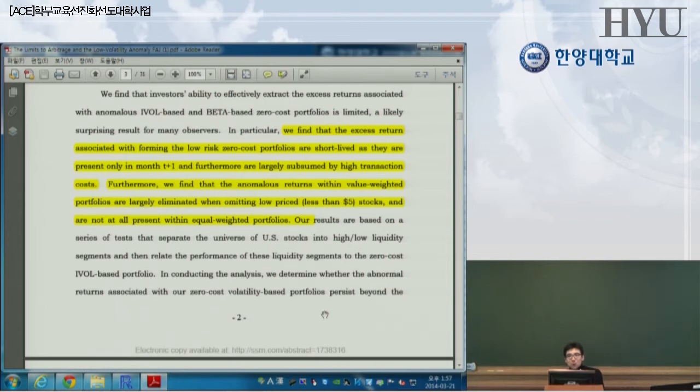That profit is short-lived. Okay, as they are present only in month T plus 1, only 1 month. The profit lasts 1 month, which means that they have to rebalance the portfolio every month. And every month they have to rebalance, there is a transaction cost. And furthermore, such profits that remain valid only 1 month are largely subsumed by high transaction cost. Okay, so it means that basically that trading strategy is useless. Furthermore, we find that the anomalous returns within value-weighted portfolios are largely eliminated when omitting low-price penny stocks, and are not at all present within equal-weighted portfolios. Interesting, right?